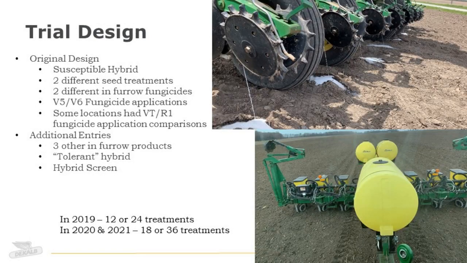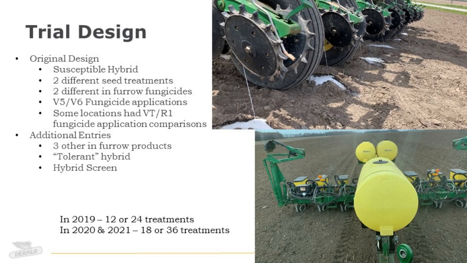So after that fall of 18, I decided to do some trial work. My original design was one susceptible hybrid with 2 different seed treatments, 2 different in-furrow fungicide applications, a V5, V6 fungicide application component, and then a VTR1 fungicide application component as well.